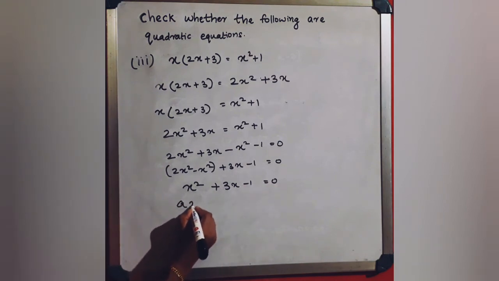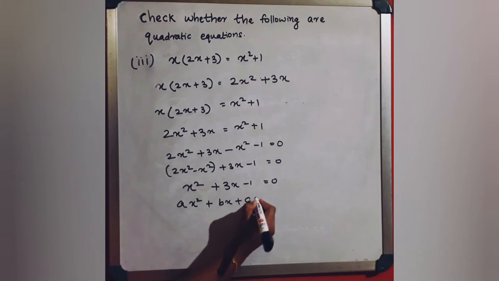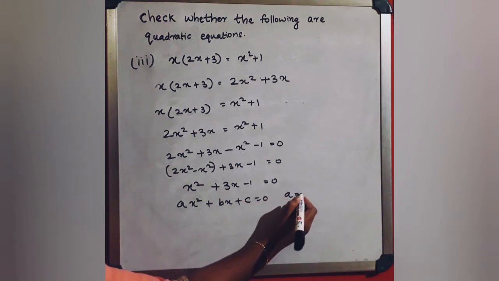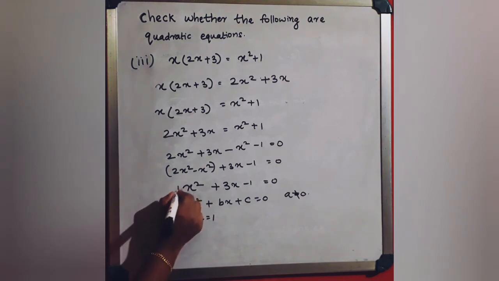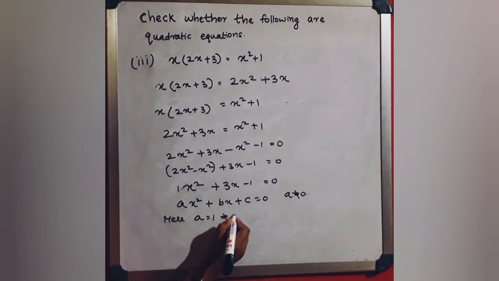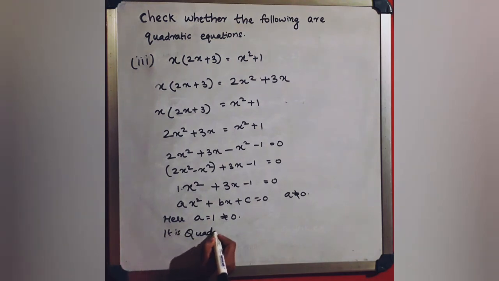We know that the quadratic general form is ax square plus bx plus c is equal to 0 where a not equal to 0. Here a is equal to 1, not equal to 0. So the given equation is quadratic.